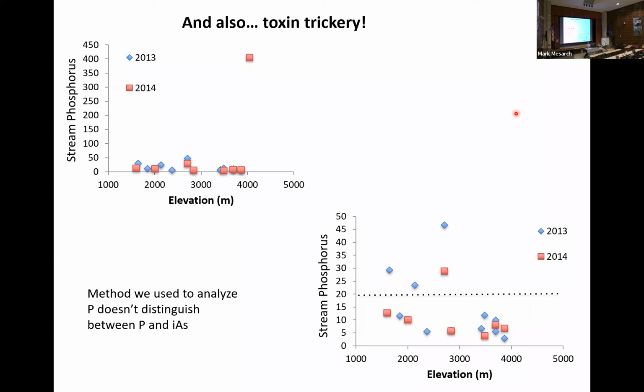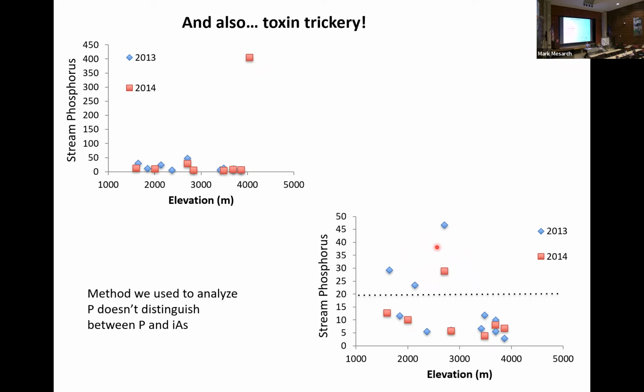So we have all of this data from this elevation gradient. These graphs are just from the Ecuador sites. The top and bottom graphs are the same, but the bottom graph just has this outlier removed. And even with the outlier removed, you can see that these sites are actually pretty high in phosphorus.